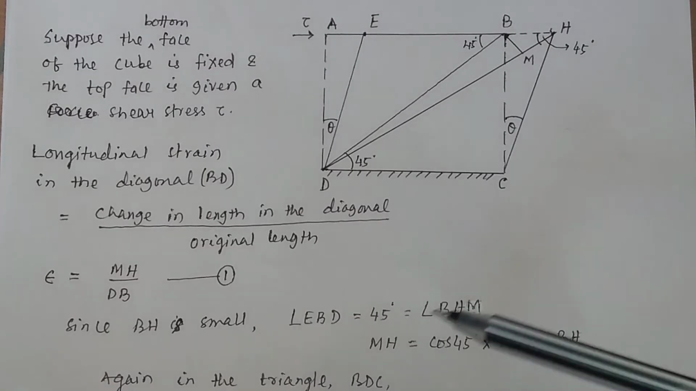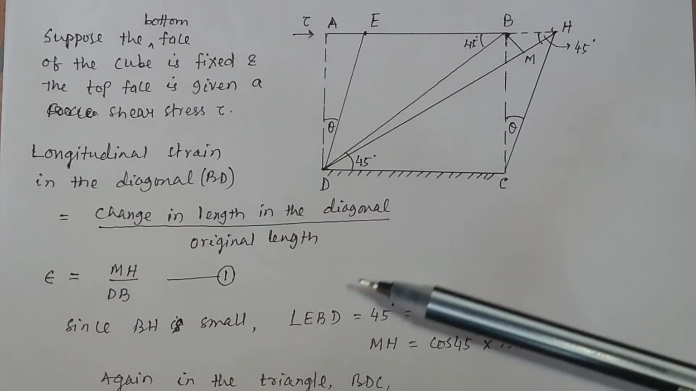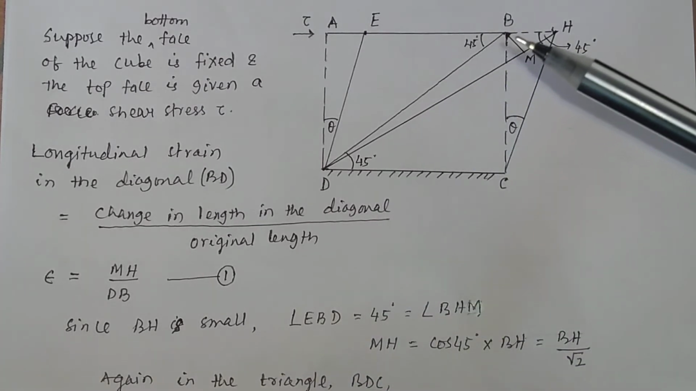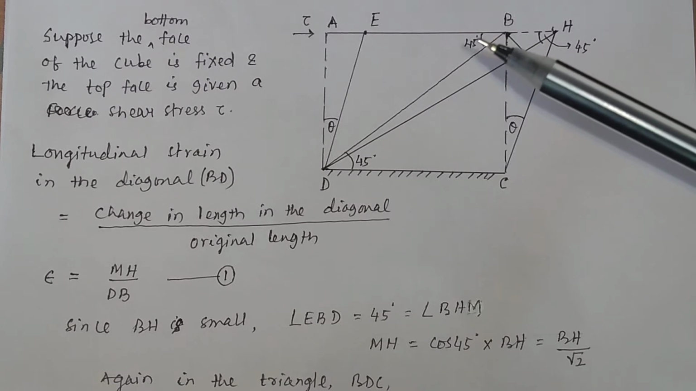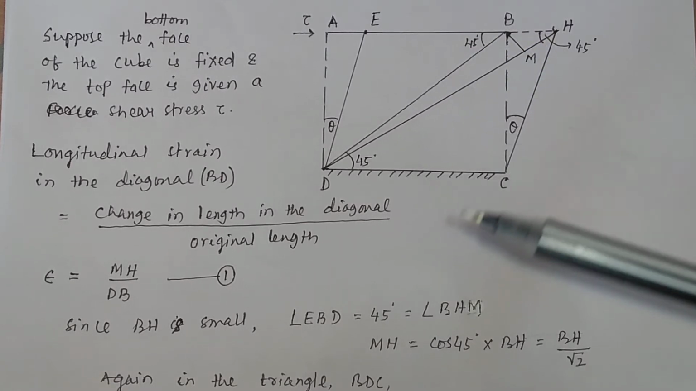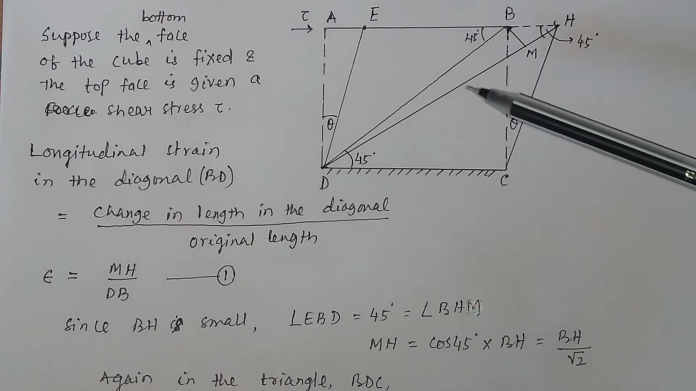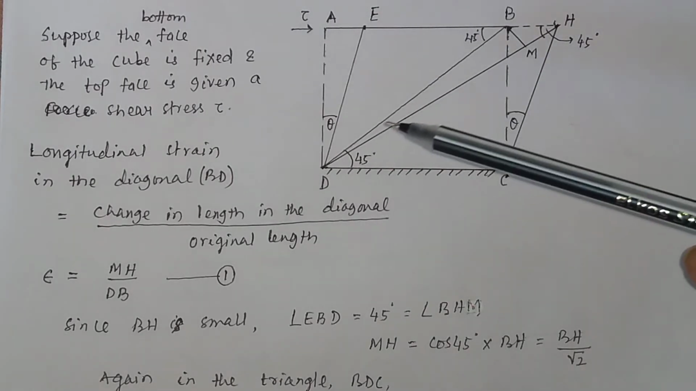So since BH is small, angle EBD is equal to 45 degrees, and this angle also will be equal to 45 degrees, and MH will be equal to BH divided by root 2. Since this angle is 45 degrees, this angle also will be equal to 45 degrees.